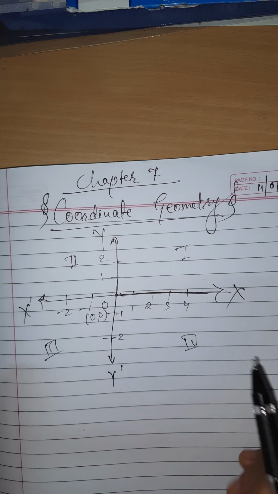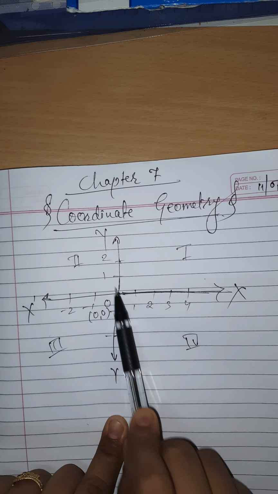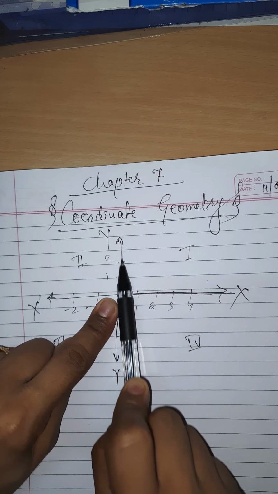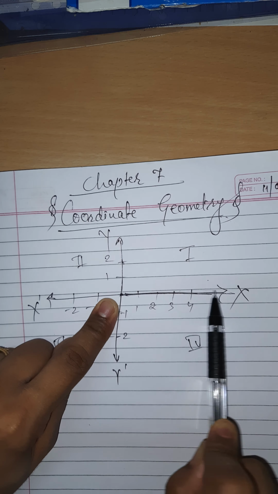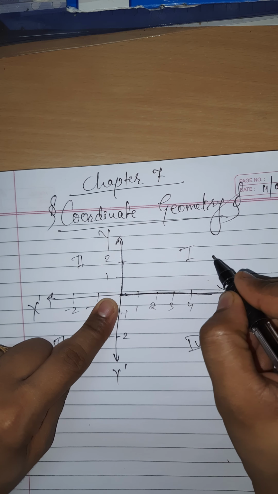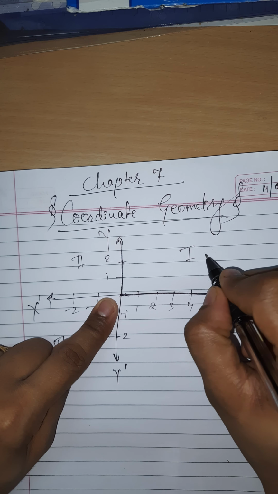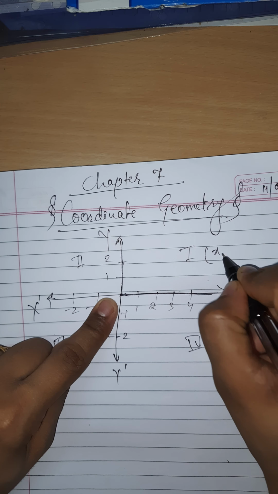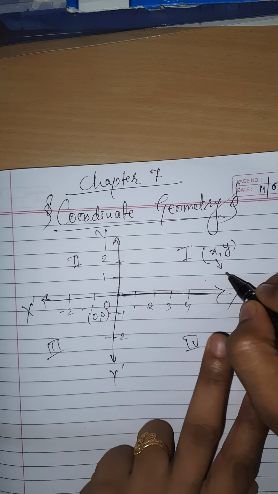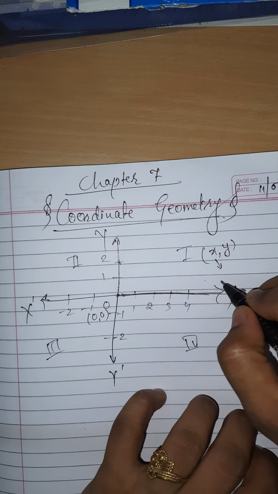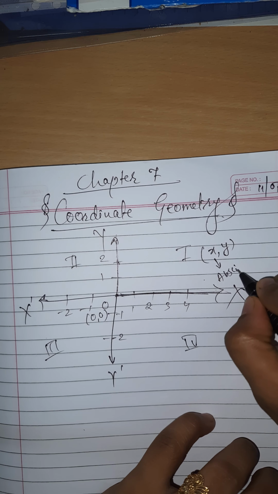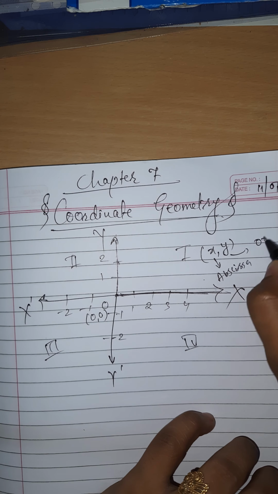So if you observe, you will find that in this first quadrant, the value of x is positive and the value of y is also positive. So all the coordinates in this first quadrant are in this form, x comma y. X is positive and y is also positive. This first one is called the abscissa and the second one is called the ordinate.